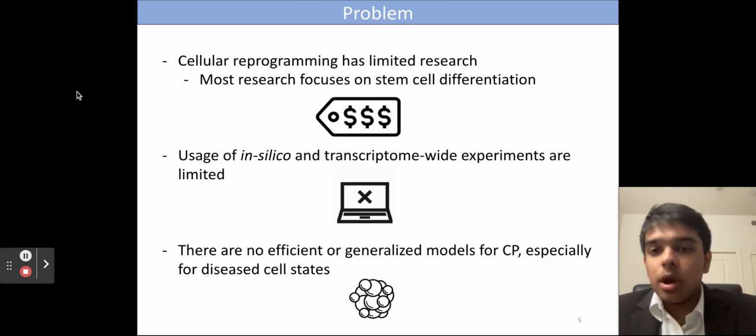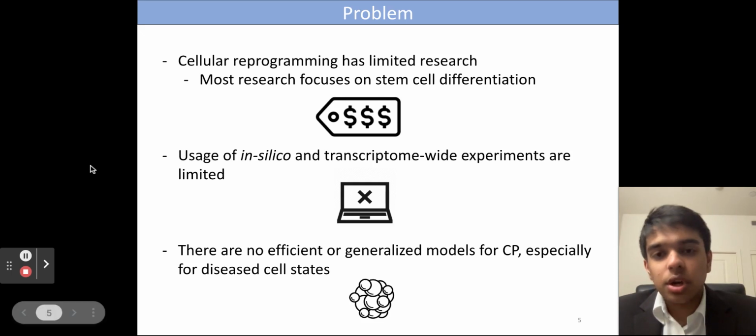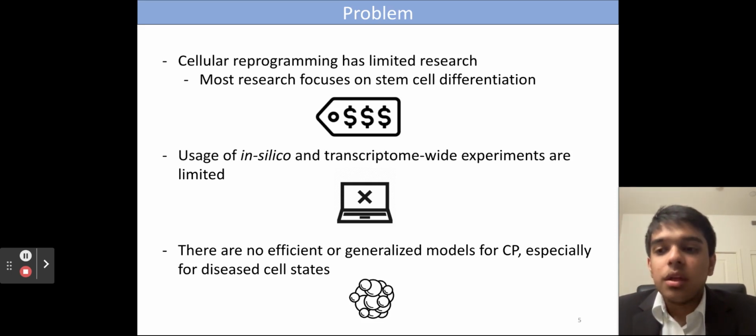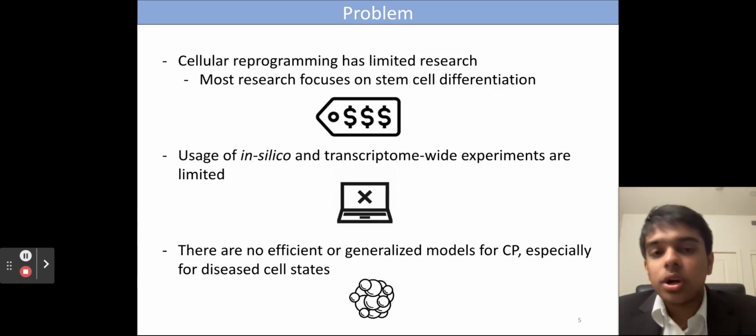So now what's the issue? Why has cellular reprogramming not been fully realized yet? Well, the issue is that due to cost, most research currently focuses on stem cell differentiation. So stem cell differentiation is sort of a simpler task in cellular reprogramming that tries to figure out how to turn stem cells into specific cell identities. The research hasn't been able to do experimental research or projects on more complex tasks such as disease reversion, so disease to healthy cell state reversion, or transdifferentiation, which is going directly from one cell type to another cell type, skipping the stem cell stage in between.